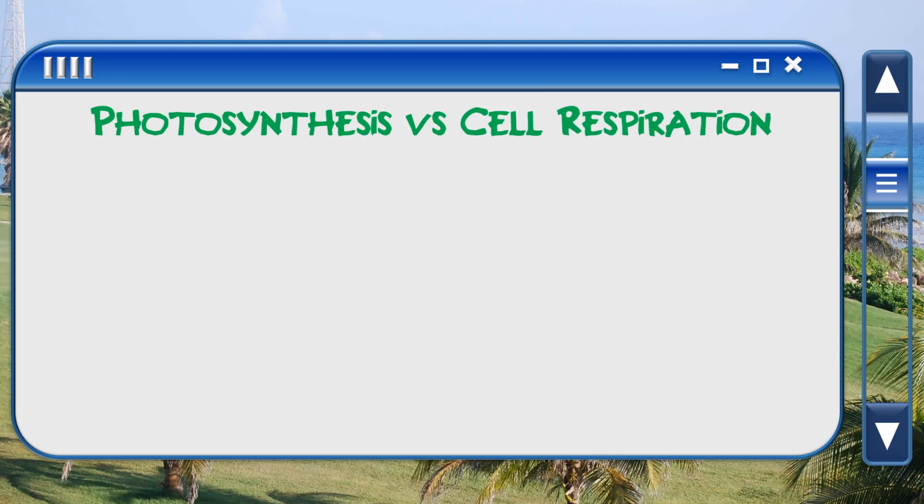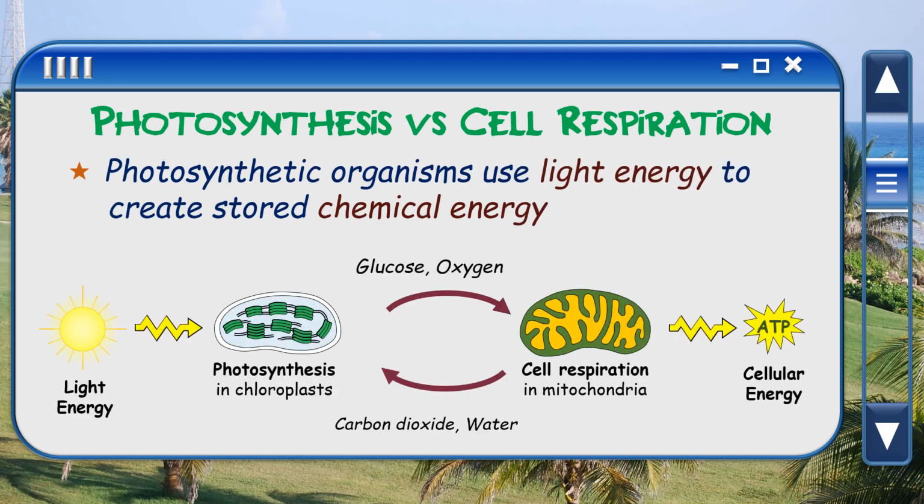So we want to look now at photosynthesis versus cell respiration. Photosynthetic organisms use sunlight energy to create stored chemical energy. We have our sunlight energy as the source of energy, and this will be trapped by chlorophyll, which we find in the chloroplasts, and inside here we shall convert the sunlight energy into chemical energy in the chloroplast.